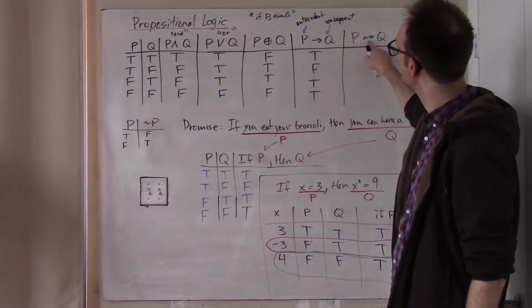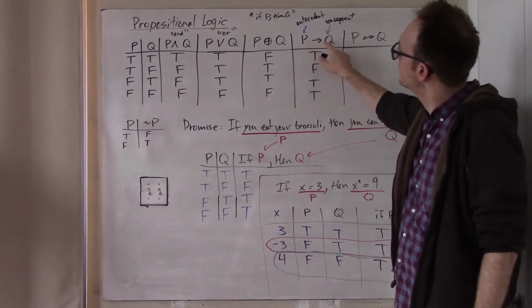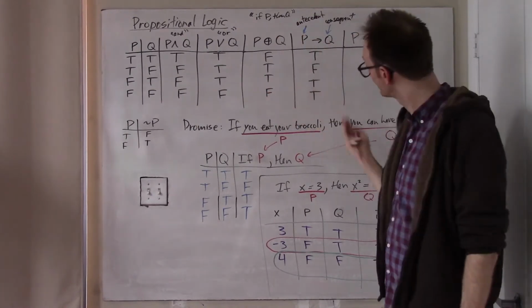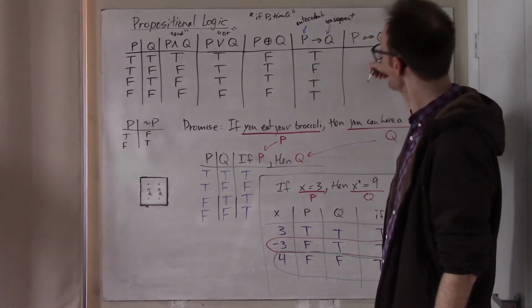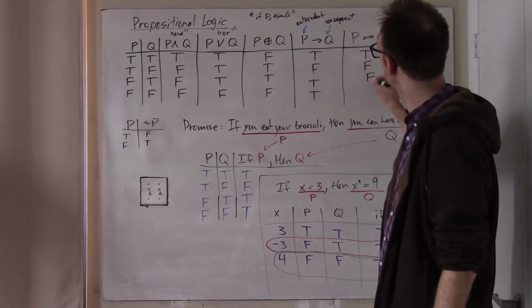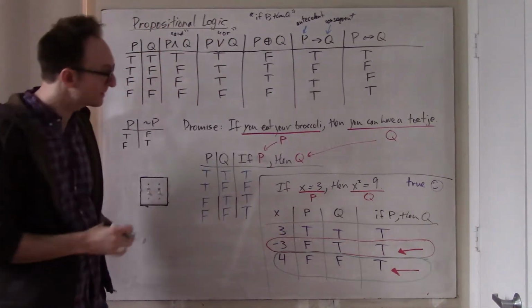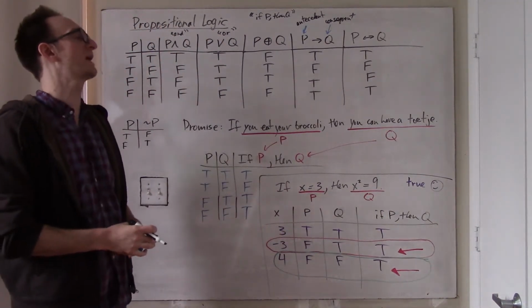Basically, what is the biconditional? It's just the conditional in both directions. It's more or less saying, if P then Q, and also if Q then P. And what we end up with is this. It says that both of these must be true, that P implies Q, and that Q implies P.